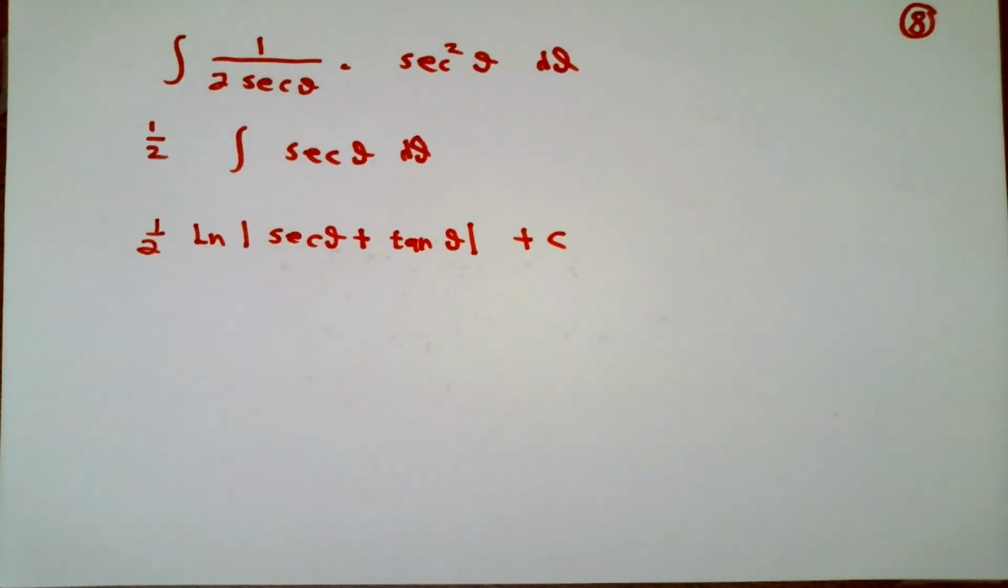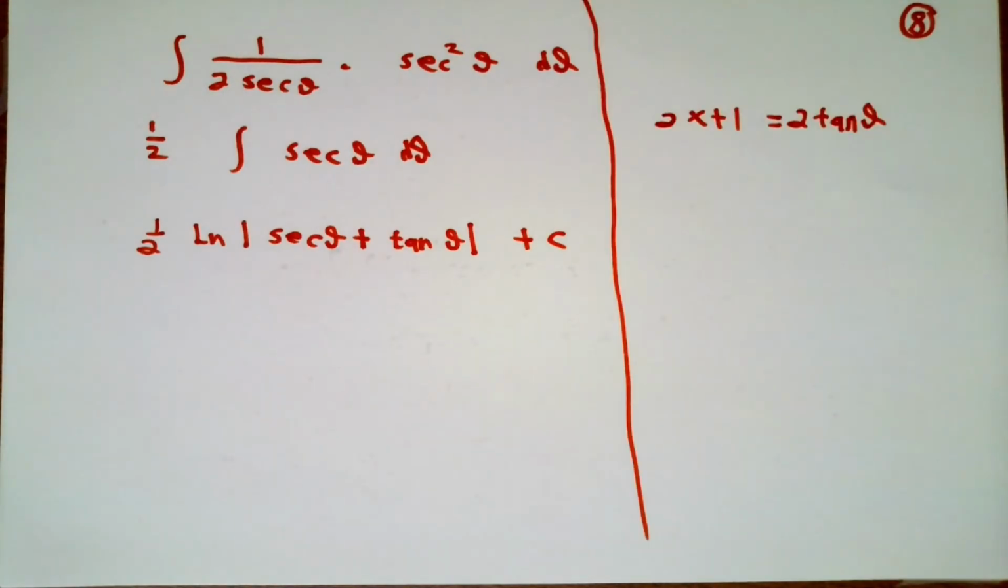I need to go back and look at the relationship between theta and x. 2x plus 1 was equal to 2 times tangent theta. That means that tangent of theta is half of 2x plus 1. There are lots of different ways that I could write that down, the easiest one of which is tangent of theta is opposite over adjacent, so I'll make the opposite side 2x plus 1 and the adjacent side 2. Since I have a right triangle, figuring out the length of the hypotenuse will be easy.